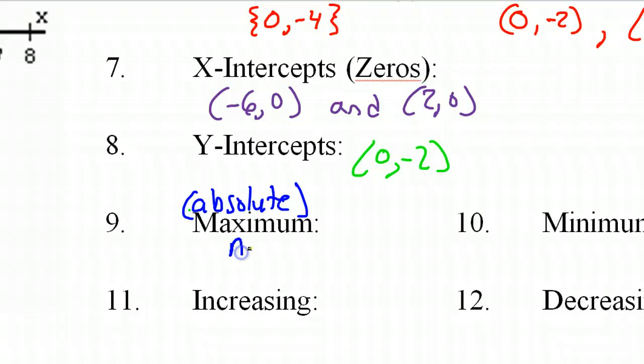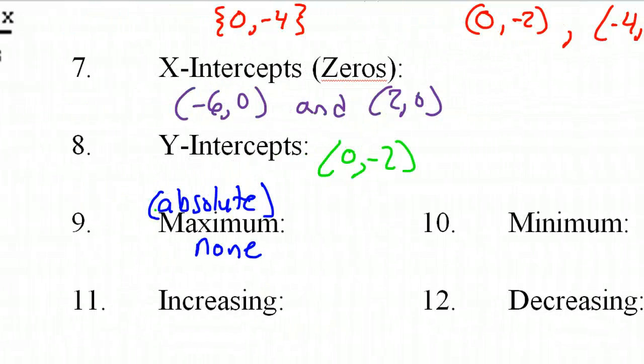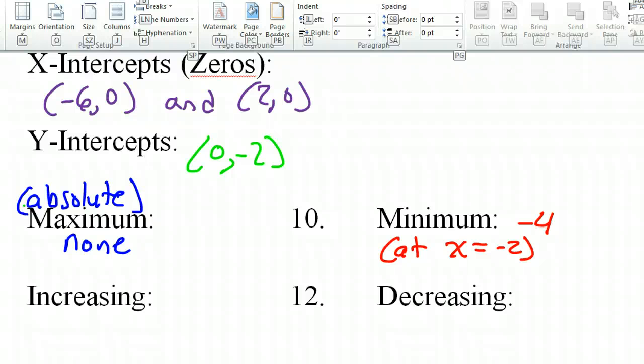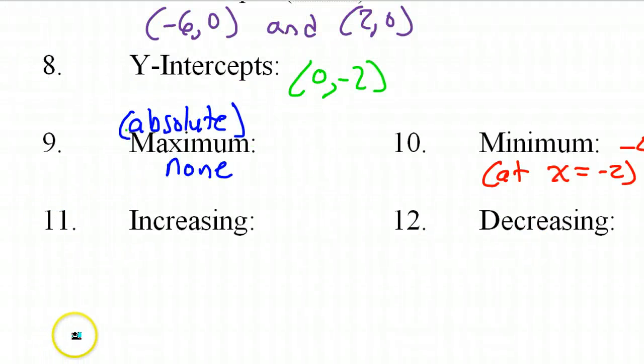So we'll just put none. There is no maximum. There's no absolute maximum. However, there is something called a local maximum or local minimum. In fact, now we are ready to talk about increasing intervals and decreasing intervals. So let's take a look and see what's going on.